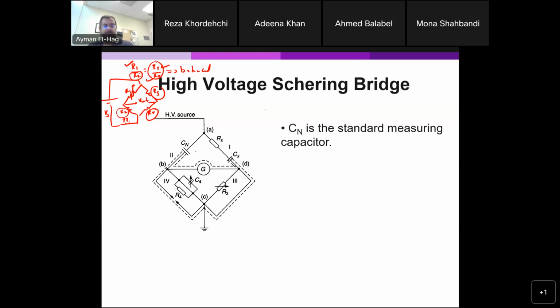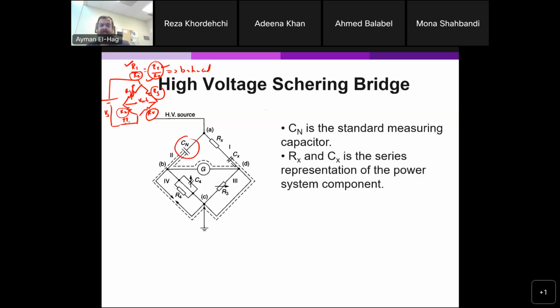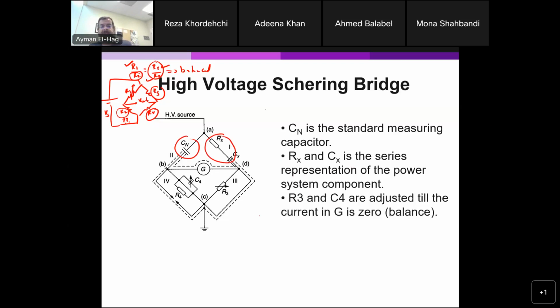Now Cn here, which is here, is a standard measuring capacitor. So that is a capacitor that I know its value. Rx and Cx are the series representation of the power system component. So that leg of the bridge represents what? It represents the insulating material. As I said, you could have R and C in parallel or in series. You have both representations. Here we are using the series representation. R3 and C4, these are a variable resistor and a variable capacitor.